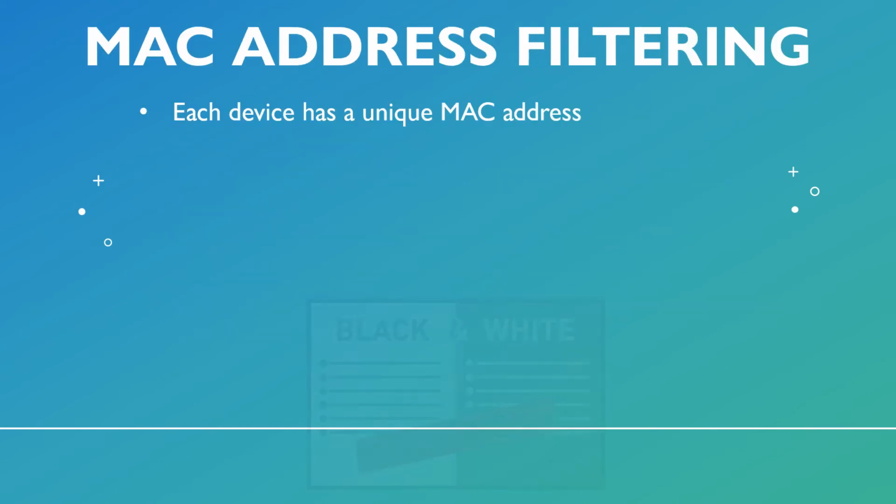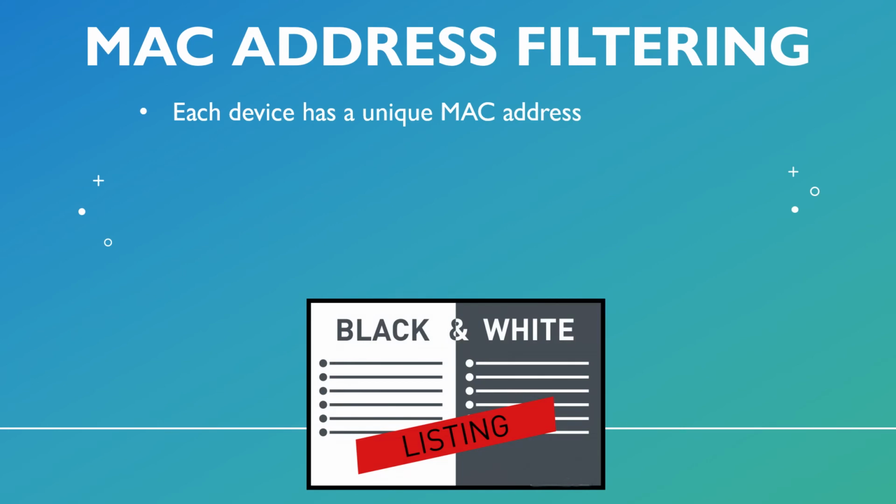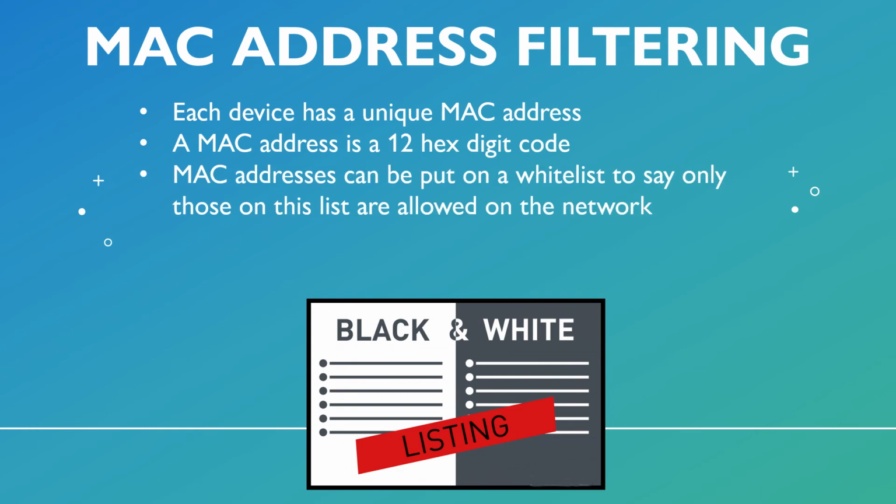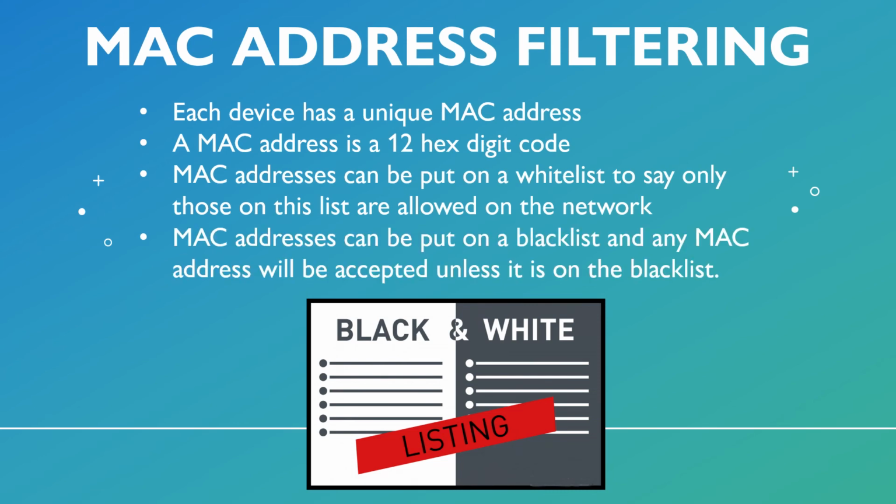MAC address filtering uses the unique MAC address that each device connected to the internet has. A MAC address is a 12-hex-digit code. We can have either whitelisting or blacklisting when it comes to MAC address filtering. Whitelisting means only devices on the whitelist will be allowed on the network. Blacklisting means all devices will be allowed on the network unless they are on the blacklist.